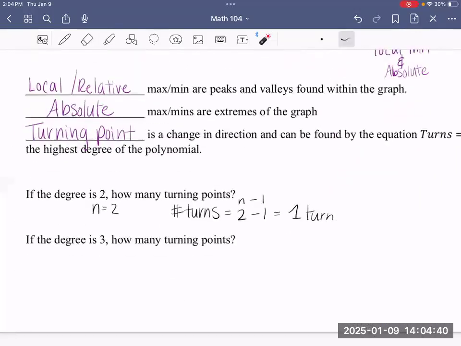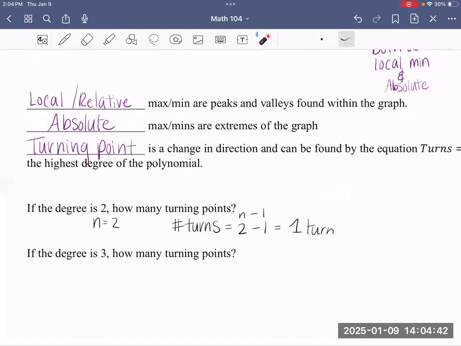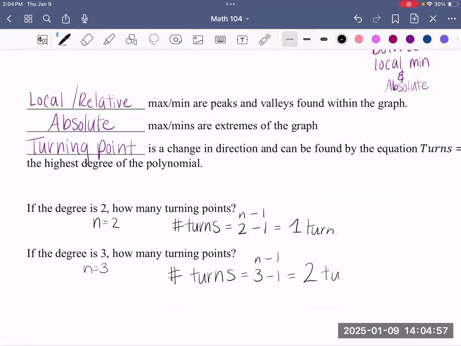Now, what if your degree is 3? How many turning points do you have? Well, the most that you can have, again, the number of turns is equal to n, which in our case is 3, your degree, minus 1. That means that we can have at most 2 turns.